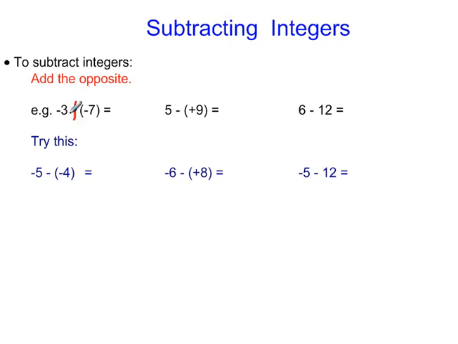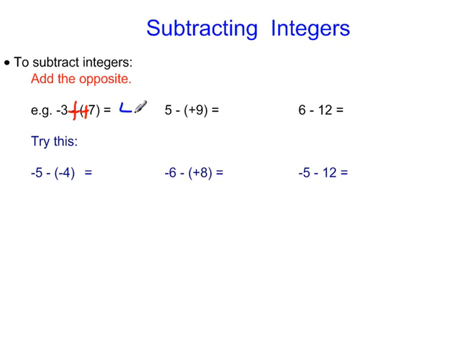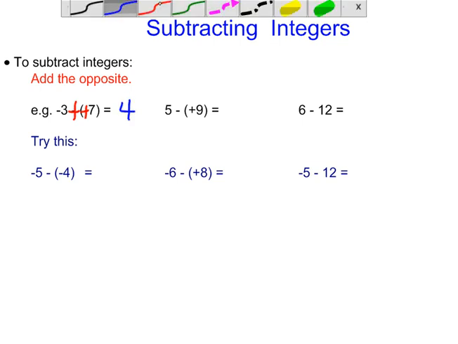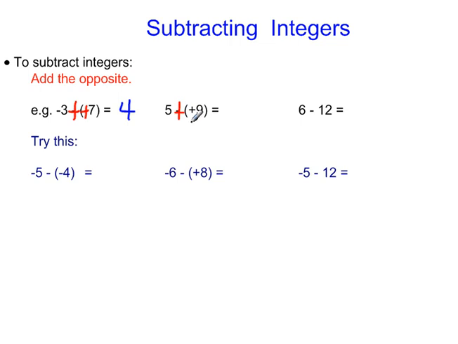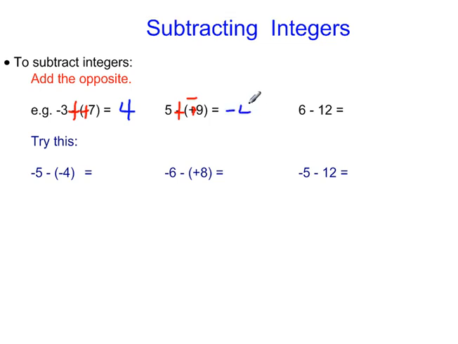So for this particular one here, you want to add the opposite. We're going to change this to an addition sign, and the opposite of negative 7 is positive 7. So now this question becomes negative 3 plus positive 7. In that case, the difference between them is 4, and the larger number is positive, so it will be positive 4. This next one, we're going to add the opposite. The opposite of positive 9 is negative 9. So when we add 5 plus negative 9, the difference between those numbers is 4, but the larger number is negative, so we're going to end up with negative 4.